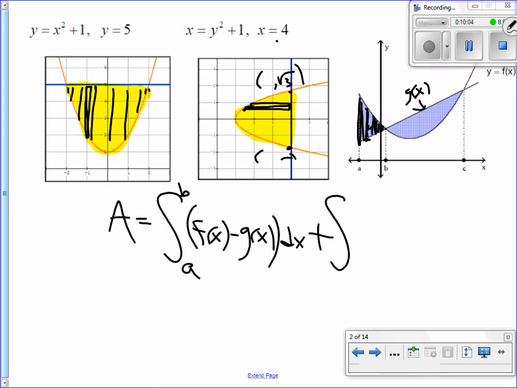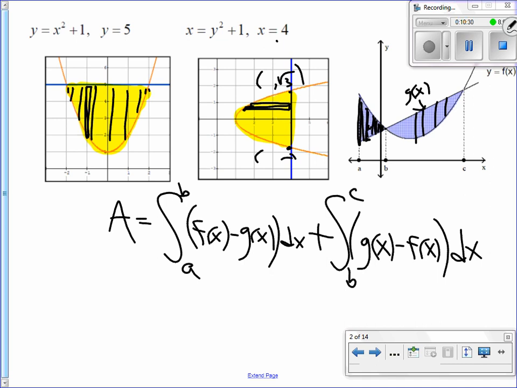So first thing I have to know is what is the height of any rectangle in the second region? Nice. g of x minus f of x, dx. So the dx is important. Don't forget about that. For my limits of integration, we want to go from smallest x to greatest x, from a to c. Just set it up. Now it gives us the total area.